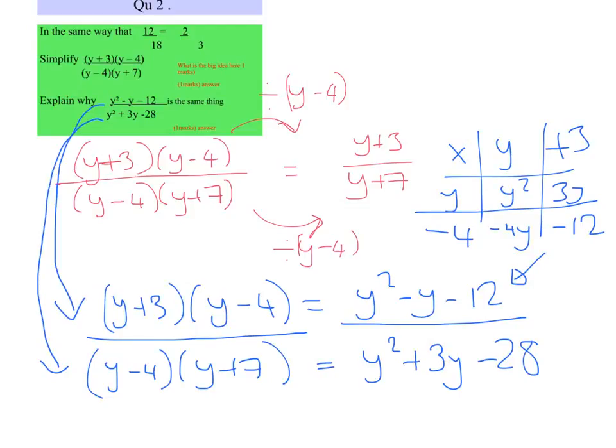The only other way that you could explain is if you thought that this way was expand, then you just need to remember that the inverse operation is the opposite way, is factorise.